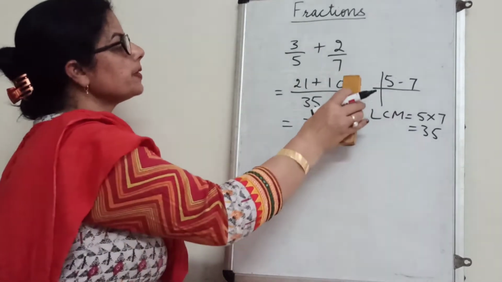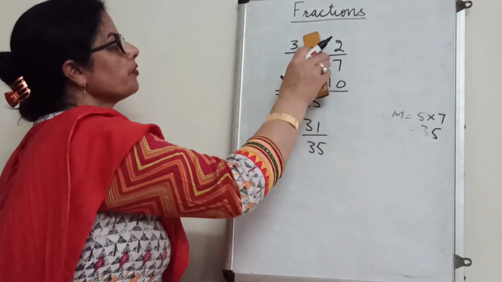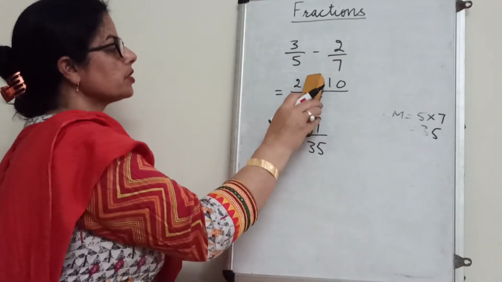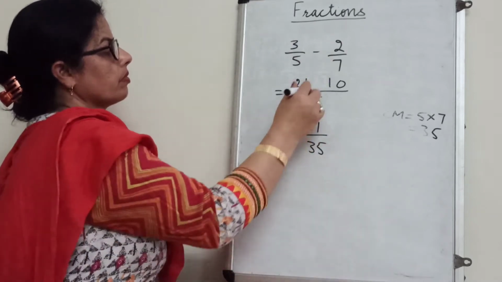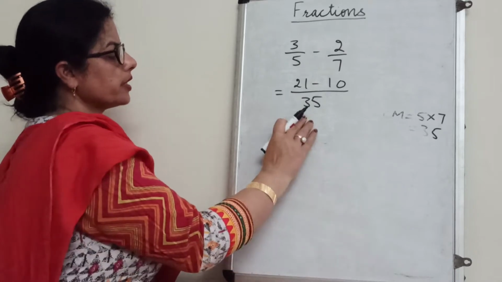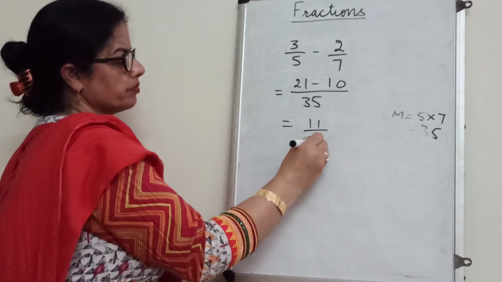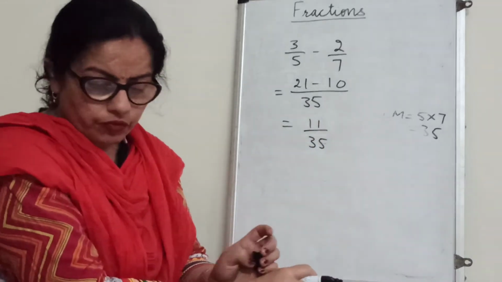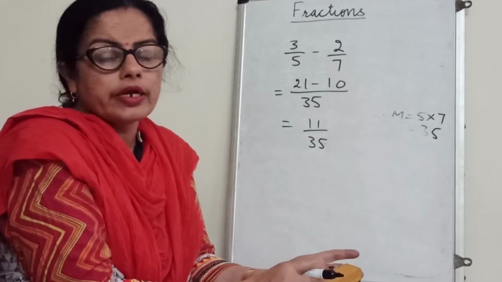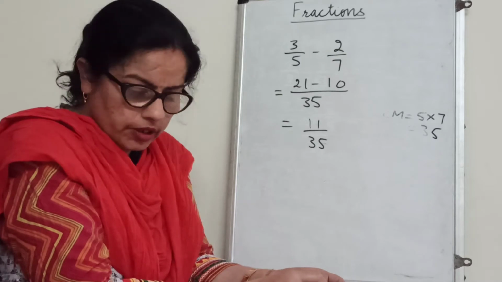And how will we subtract? If minus is there, then here will also be minus. And what will come here? 21 minus 10, that is 11. This will come. So we can add and we can subtract also. For this, first we will have to make the denominator the same.